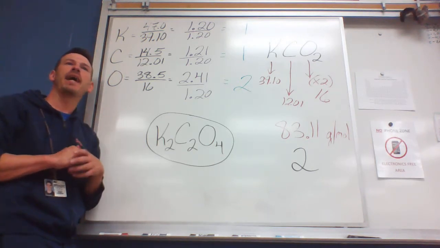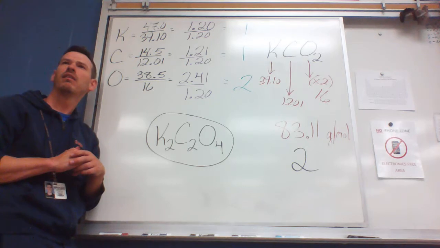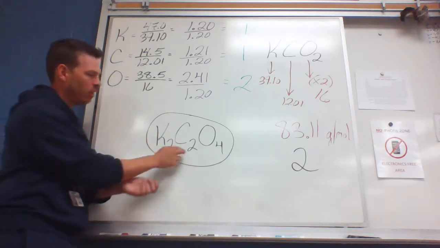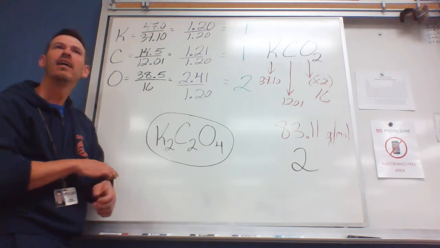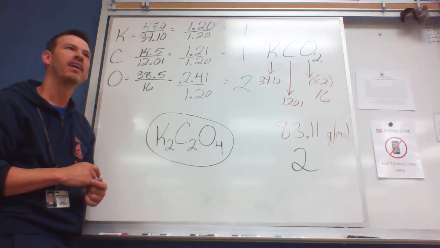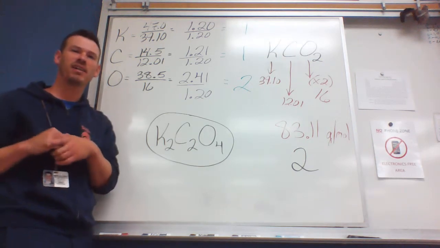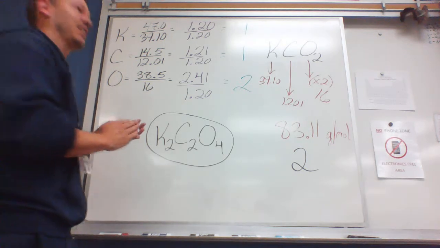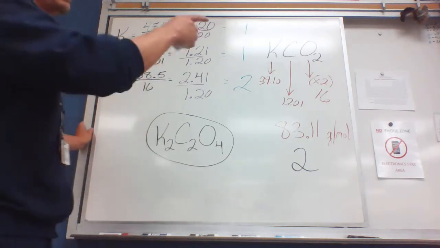Hey, what's the name of that compound that we made? Nope. Let's be a grown-up about it. What did you say? What's it called? Potassium what? Chlorate's got chlorine in it. Oxalate. Yeah, it's potassium oxalate. Crazy, right? All right, next slide, please.